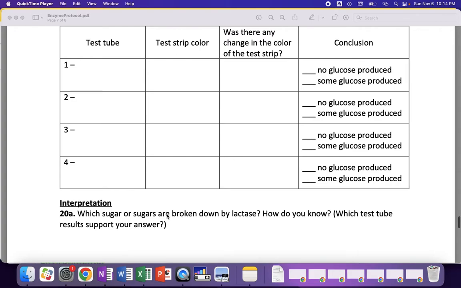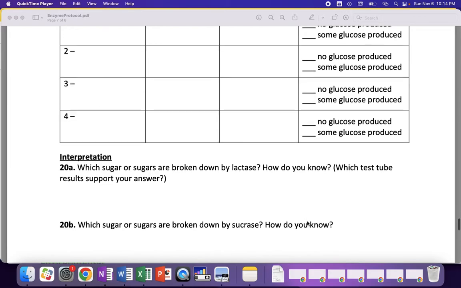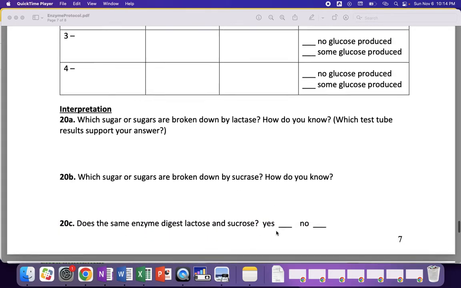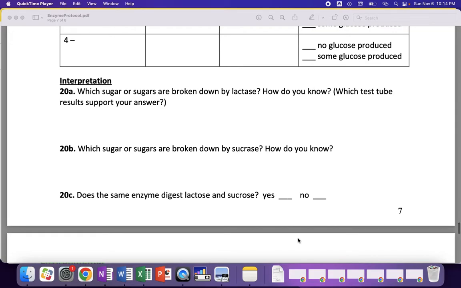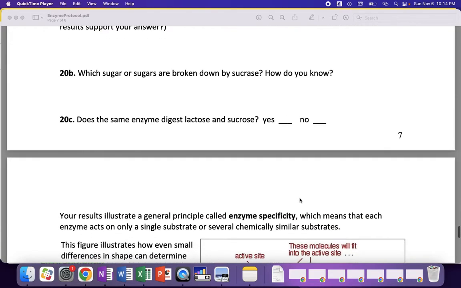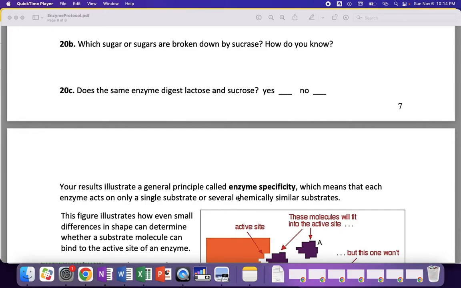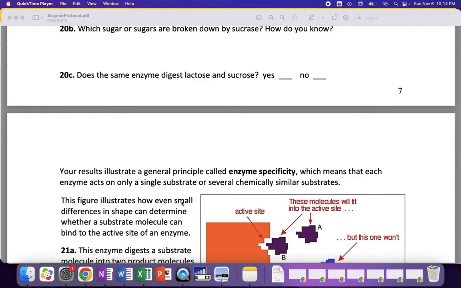So, which sugars are broken down by lactase, and how do you know? Which sugars are broken down by sucrase, and how do you know? Does the same enzyme digest lactose and sucrose? You should be able to answer those. Your results illustrate a general principle called enzyme specificity, which means that each enzyme acts on only a single substrate or several chemically similar substrates.